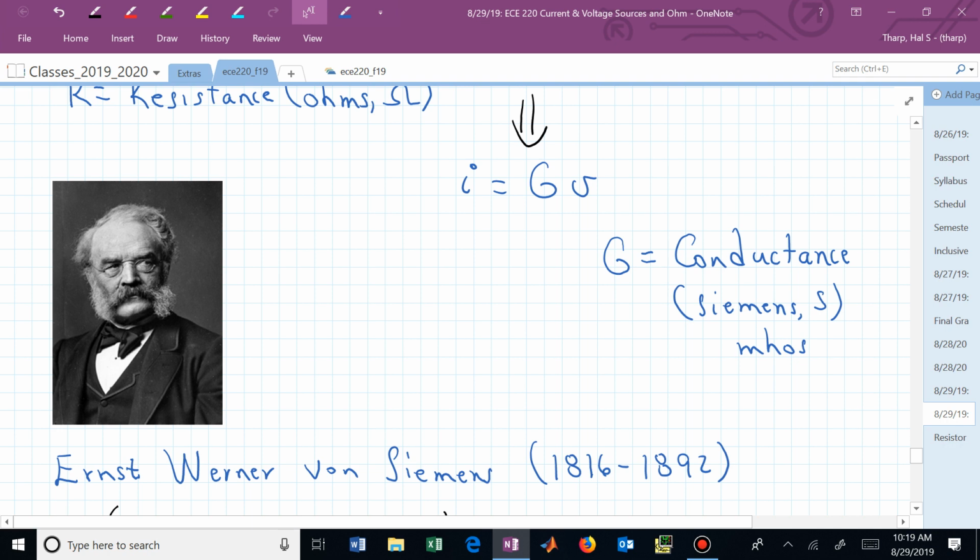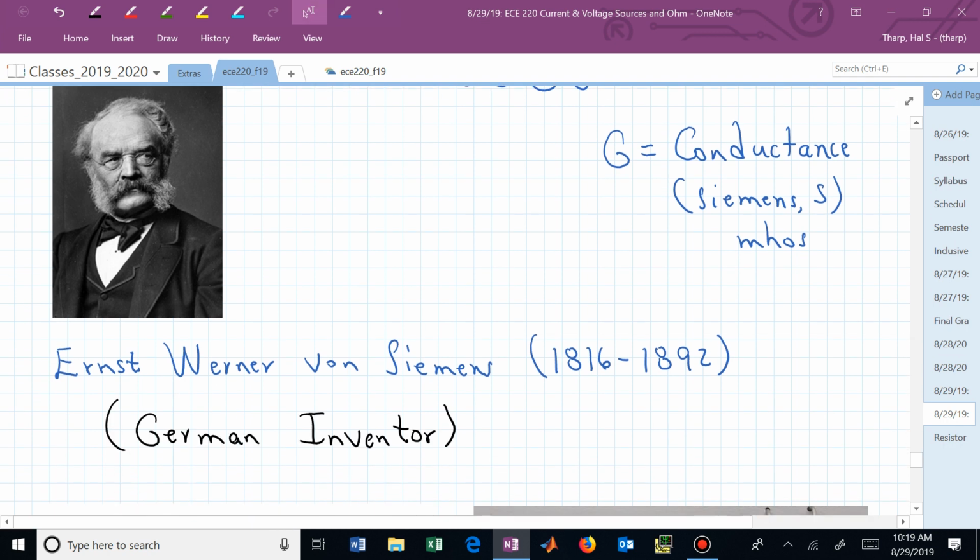If somebody goes, oh, I have so many mhos, you're going, there's a clinic down the street. They've got some antibiotics for that. Anyway, he was also an inventor, and that's his mugshot.